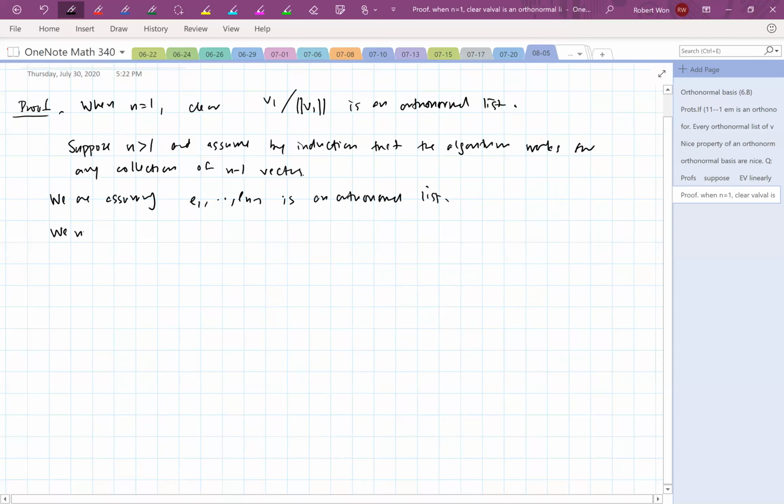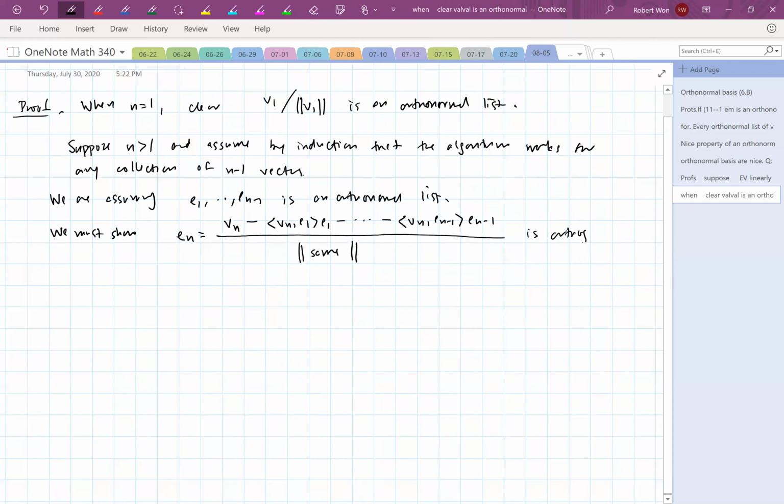So we must show that this vector en, which was defined to be, again, you take the nth vector in your list and you subtract off the projection onto the rest of the vectors, and then you divide by the same thing, so let's just say same, is orthogonal to all the previous ones. Okay, note that this will have length 1 as long as the denominator is non-zero.